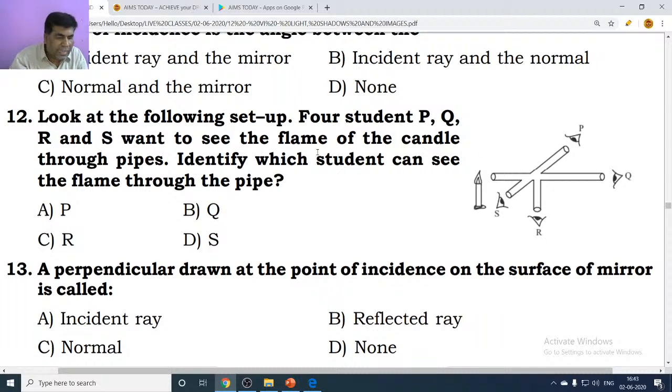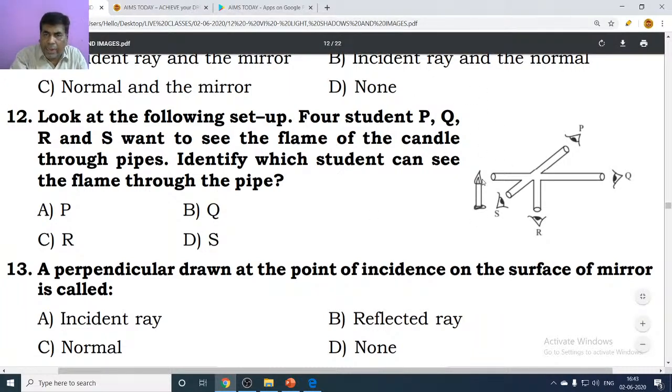Most of your guesses are correct because light always travels in a straight line. So if the light travels in a straight line, student Q can observe the candle flame in a bright manner.